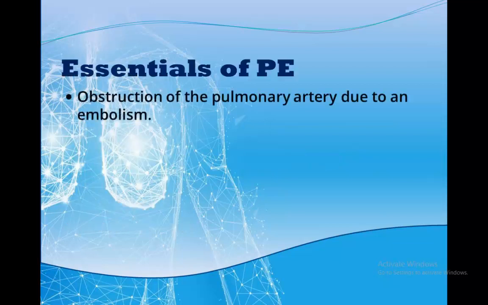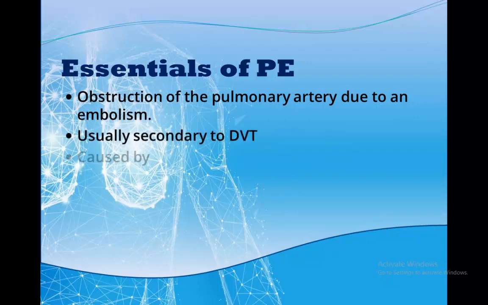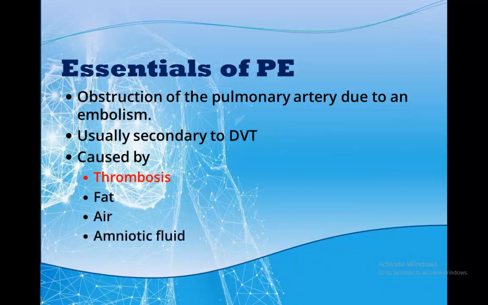PE is an obstruction of the pulmonary artery due to an embolism that's usually secondary to DVT. The embolism is most commonly due to a thrombus, but can also be due to fat from a long bone fracture, air from neck cannulation, or amniotic fluid.